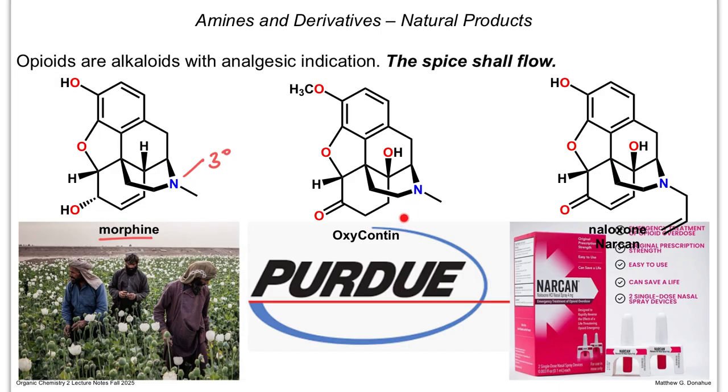But there are other derivatives of this. So like heroin, these alcohols have been turned into esters. And so then you get a different sort of enhancement of the analgesic and euphoria effect.